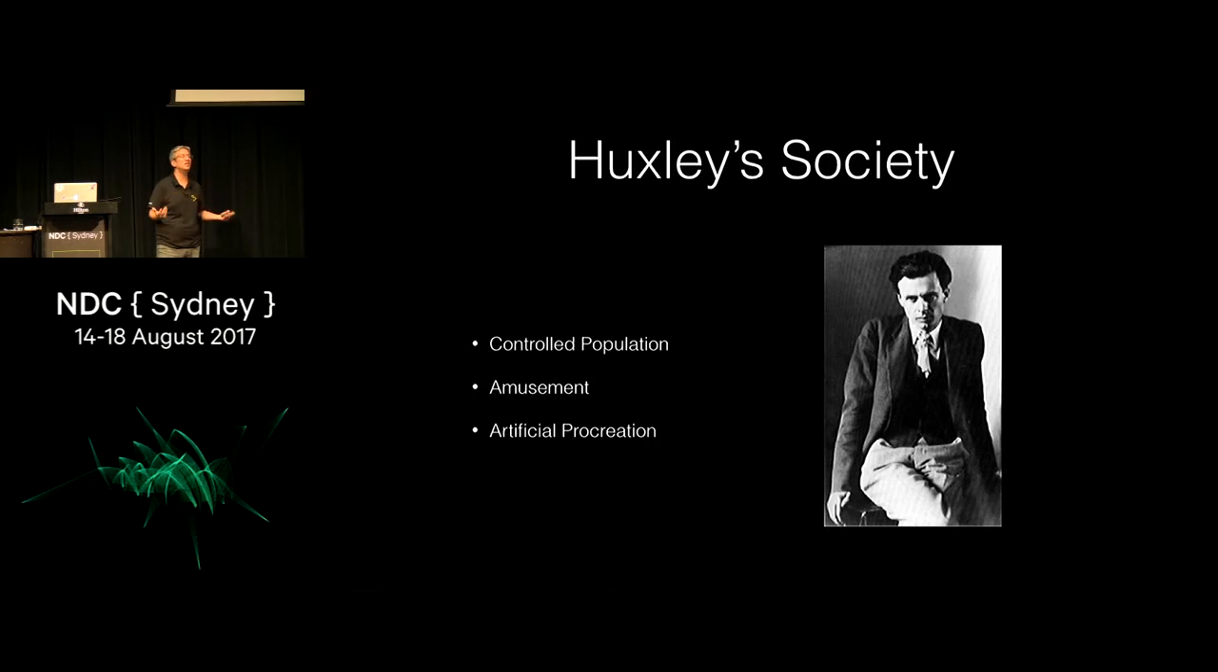And then he talked about a world in which there was a lot of amusement. People were constantly amused. They were taking drugs and just constantly high and having intercourse and just having a lot of fun, and not really caring about the big issues in life. Well, we know that's not true, thankfully. And of course, he was also talking about artificial procreation, which we know is not true, thankfully, also. And this was a book he wrote in 1932.